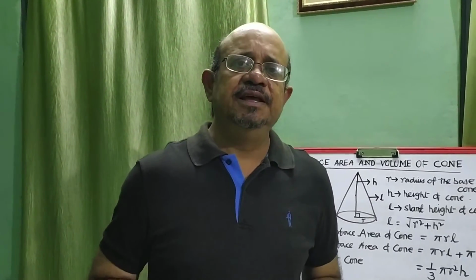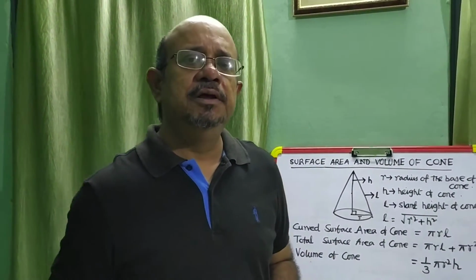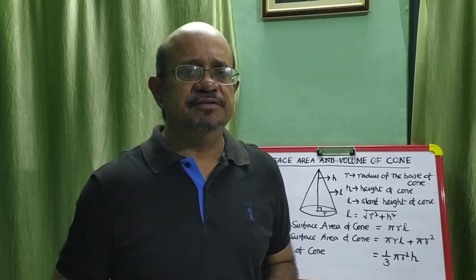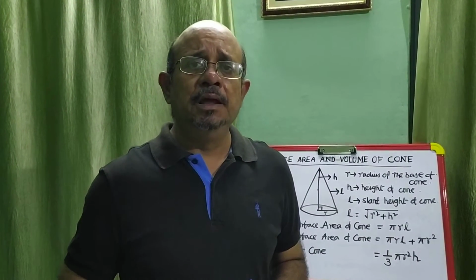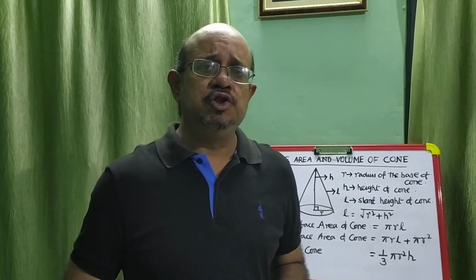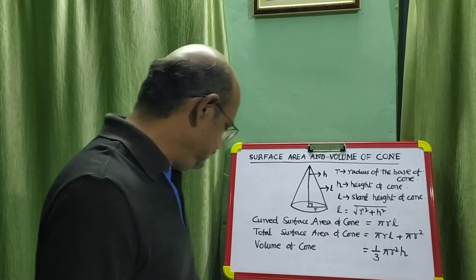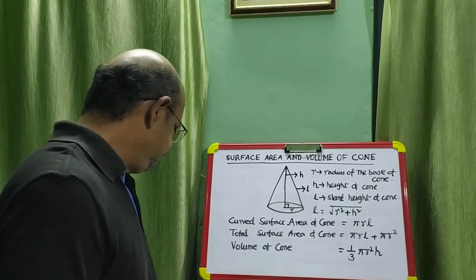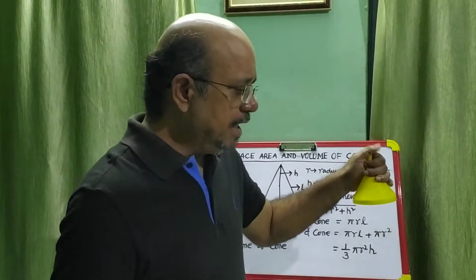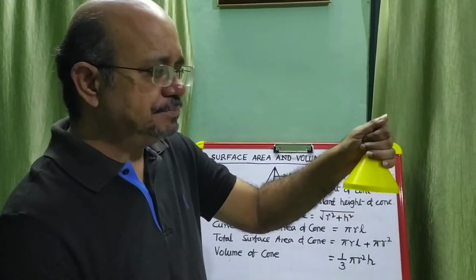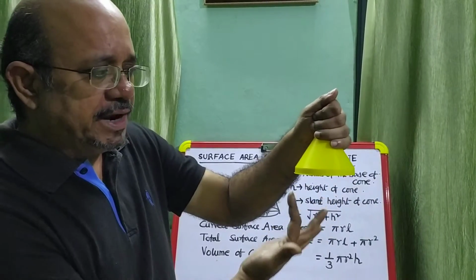Hello students, in this class we are going to learn about the surface area and volume of another 3D solid, which is a cone. Let us first take a look at the conical shaped object. Here I am trying to show you a conical shaped object. Have a look at this object. You may consider this is a conical shaped object. Just take a proper look at it.